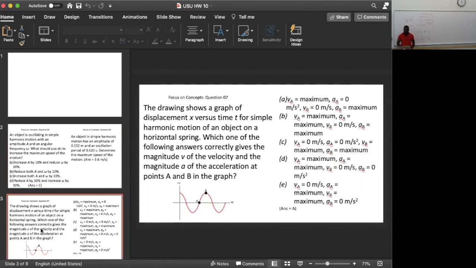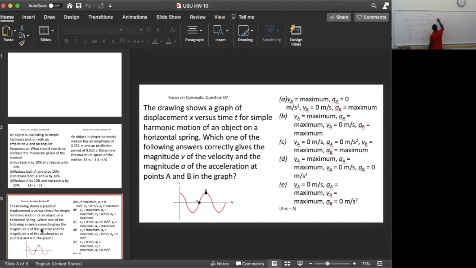And the next problem, focus on concept question 07, says, the drawing shows a graph of displacement versus time for simple harmonic motion of an object on a horizontal spring. Which one of the following answers correctly gives the magnitude v of the velocity and the magnitude a of the acceleration at point A and B in the graph? Is that okay? So you start, you go through point A, and then you go back to point B.